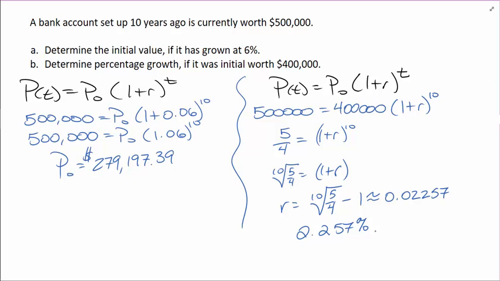I've now used the P of t equation to solve for the population at some time, to solve for the initial population, to solve for the rate, or to solve for the time. Keep in mind, this population doesn't have to be a population. It could be a quantity of anything that is increasing at a set rate.